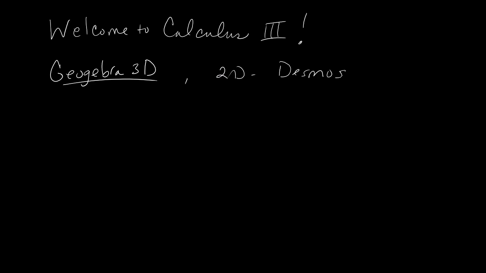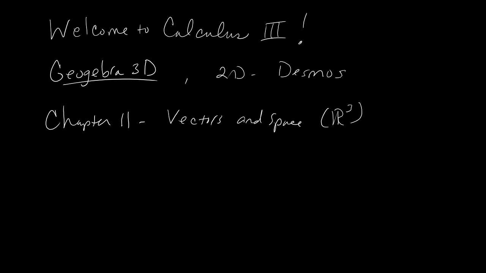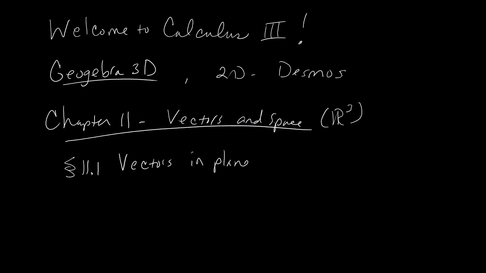Okay. All right. So let's jump right in. We begin in chapter 11, which is all about vectors and space. By space we mean three-dimensional space, or double-struck R cubed. R for the real numbers, cubed because it's 3 dimensions, so X by Y by Z. We begin in section 11.1, which is learning about vectors in general, their properties, etc. But we're going to stick to the plane for now. We'll get to know vectors a little bit, see how they work, and then take those into 3 dimensions.